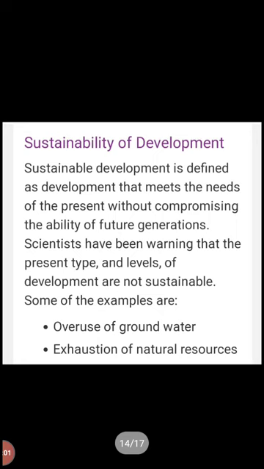Now here is the exact meaning of it. We should learn that sustainable development is defined as development that meets the needs of the present without compromising the ability of future generations. This is a single sentence which has the proper meaning of it, and we will have to learn it. But scientists give a warning that present development is not sustainable. Why did they say that? Because of two examples.